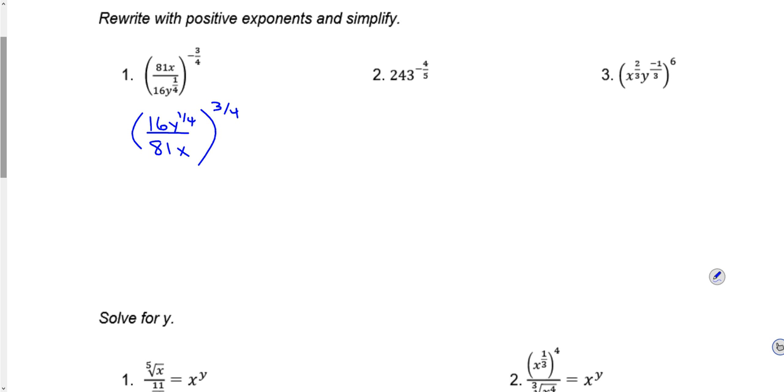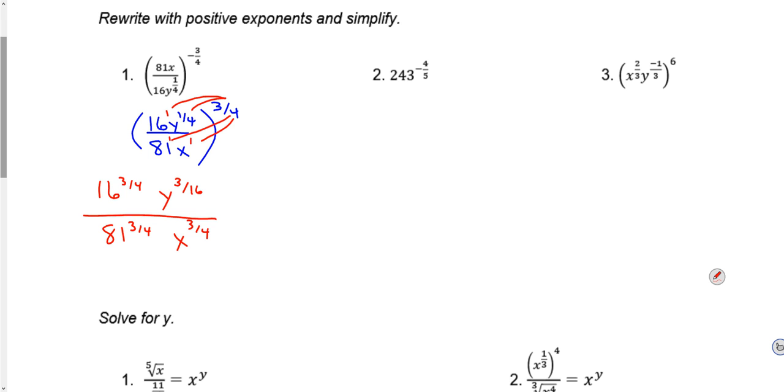Now here's where some other rules come into play. I told you that we have to multiply exponents when you have an exponent on the outside. So we have to take the 3/4 and multiply it to every single exponent here. So this would be 16 to the 3/4. This would be y to the 3/16. This would be 81 to the 3/4. And then this would be x to the 3/4. And if you're not sure how I got 3/16, it's because when you multiply fractions, you do the top with the top and the bottom with the bottom.